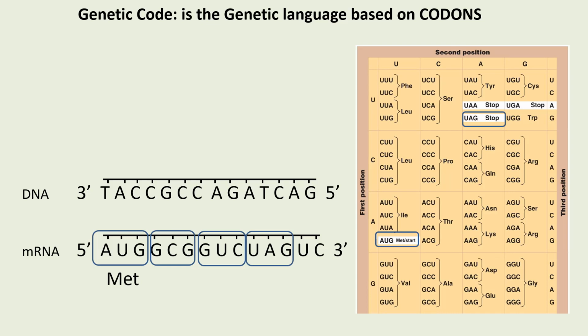This continues until it reaches a stop codon, where the ribosome will release the messenger RNA and the new protein is released. So notice that the stop codon in this example is a UAG.